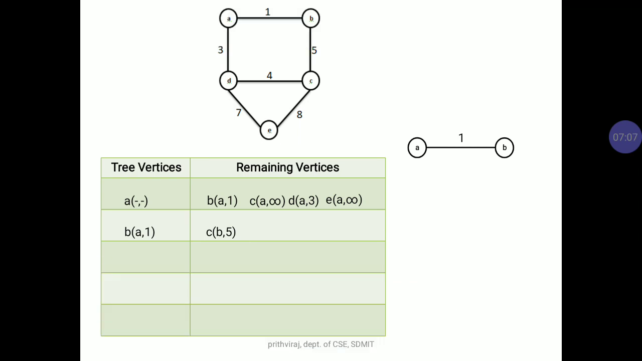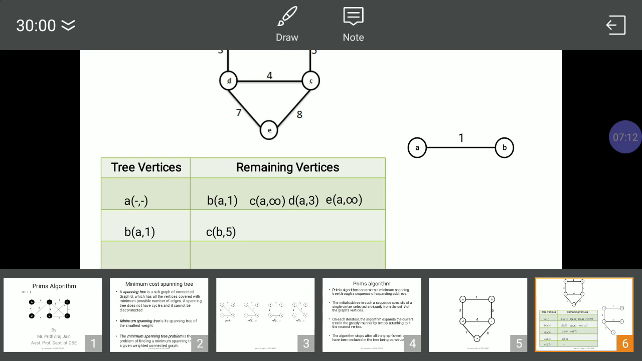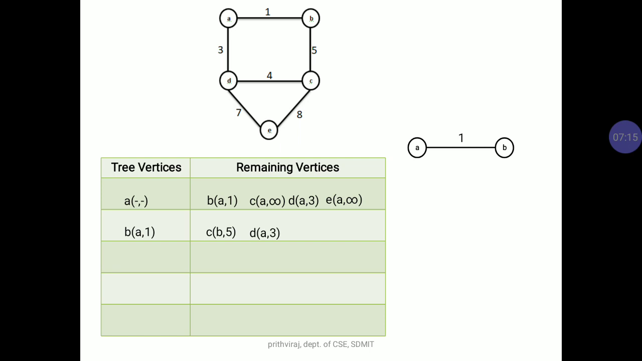Next, from B to D, we have B to D. Actually we don't have the direct path from B to D, but in the previous step we had A to D as 3, cost was 3, so instead of taking infinity, we can directly take D of A comma 3.